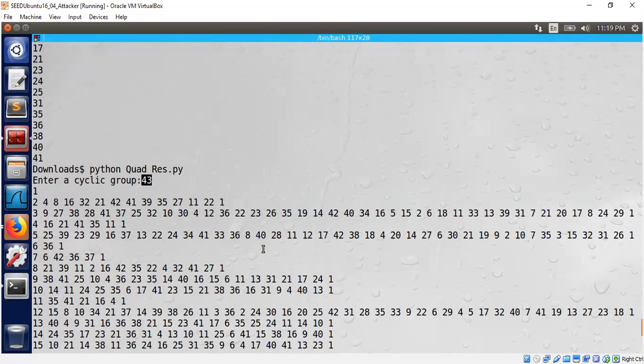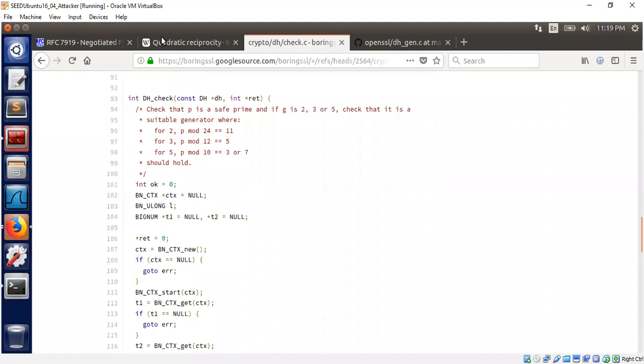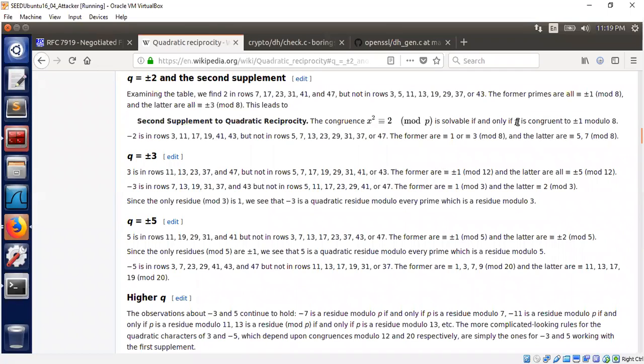Therefore, the theorem must be applied in a careful way. Logical flow must be correct. All it tells us is that if P is congruent to plus or minus 1 mod 8, we can conclude whether 2 is a quadratic residue or not. It doesn't say anything about whether 2 is a generator or not, if P is not a safe prime. That's something we need to be careful about. This is an interesting situation here.